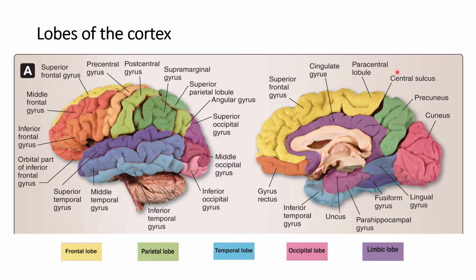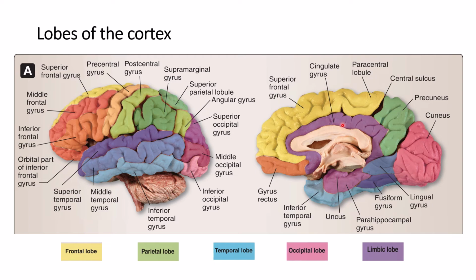If you look at it medially, this is the medial view. So again, central sulcus here. Anterior to that, you have the frontal lobe, and this gyrus is called the paracentral lobule, and this is the superior frontal gyrus, which is the same as this one. Posterior to the central sulcus, you have the precuneus, and you have the cuneus, which is part of the occipital lobe. And this is the parieto-occipital sulcus, not written there.